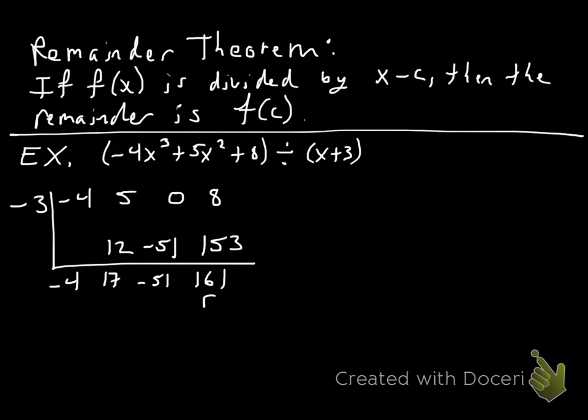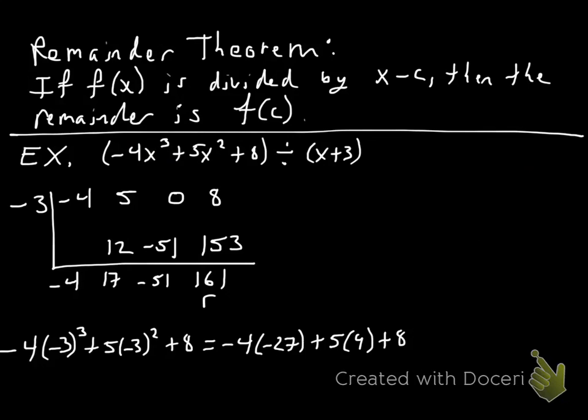So that's a remainder. A remainder should be the same thing as if I plug negative 3 into the dividend. So let's plug it in. We're going to replace the x's with a negative 3 in the dividend. And we'll go ahead and work that out. Careful about the negative signs. And we, in fact, get the same thing.